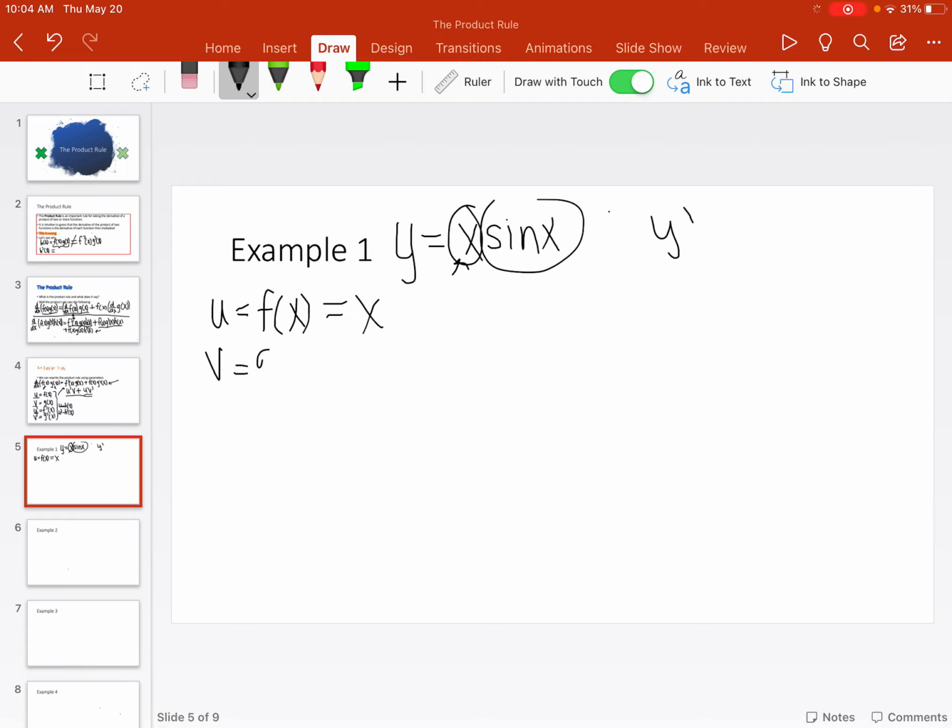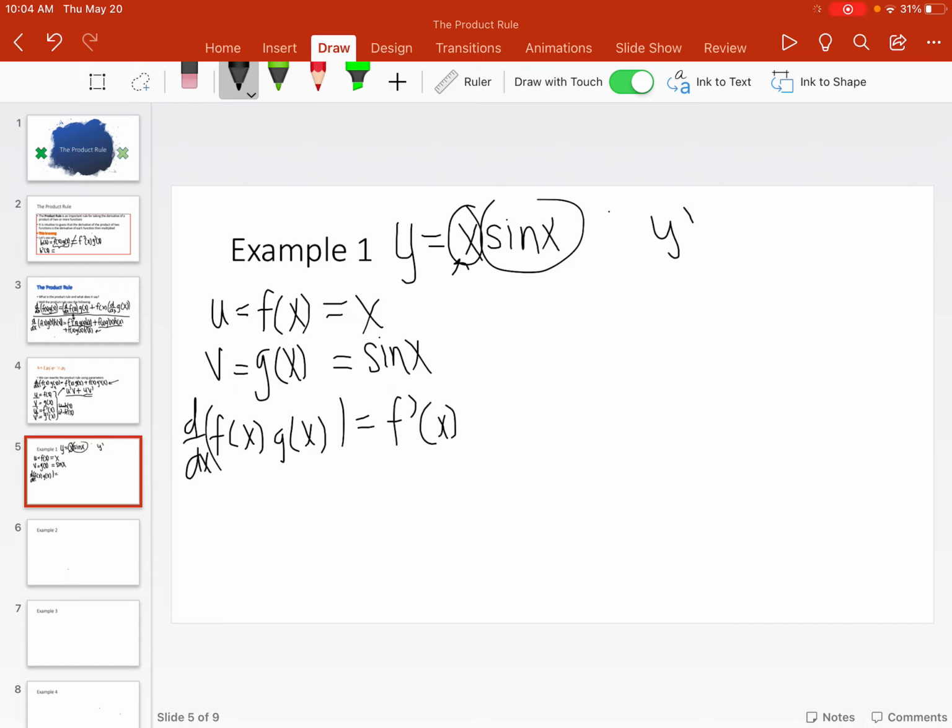So let's say v is equal to g of x, and that is equal to sine x. So, what's the derivative? Let's write down our product rule. Let's write it down in terms of both the parameterization and the other notation.